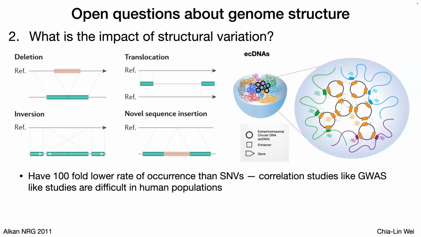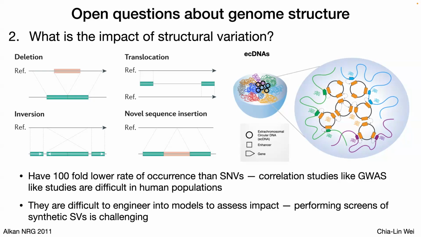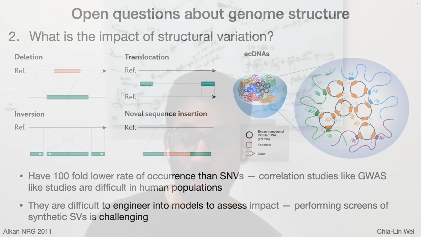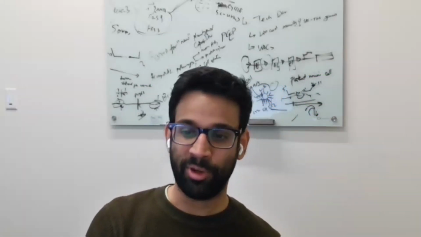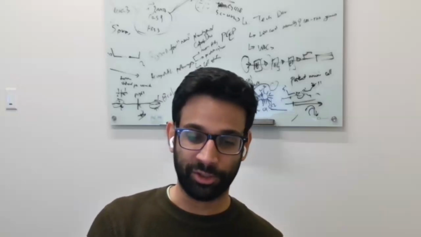One is that they have about 100-fold lower rate of occurrence than single nucleotide variants in human populations. Secondly, if we wanted to take another approach, which we often take in genetics, which is to engineer these variants into cellular models to understand their impact, it has been very, very difficult, owing to the nature and size of these structural variants, to engineer them into these models, even with tools like CRISPR. And so this is really what we wanted to solve. We wanted to ask if we could engineer and characterize mammalian structural variants in one single experiment.